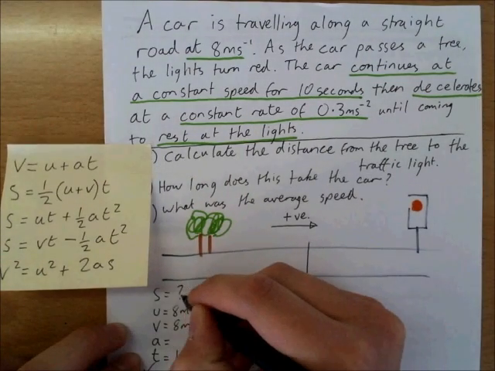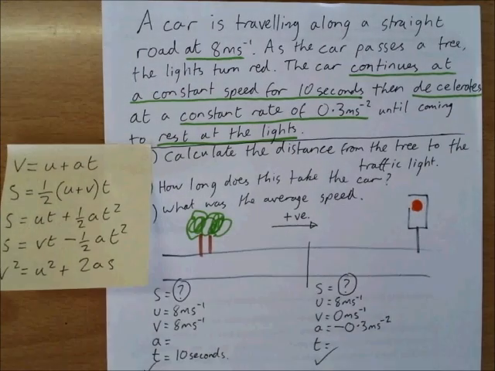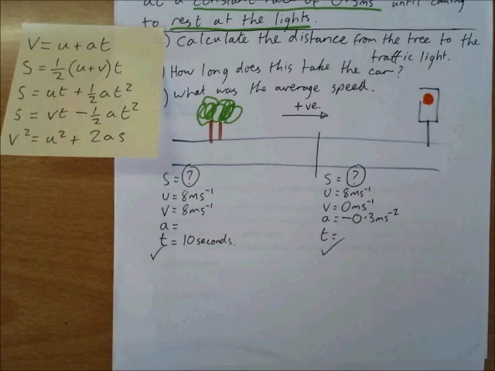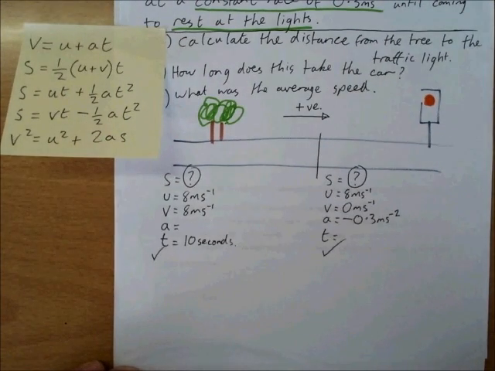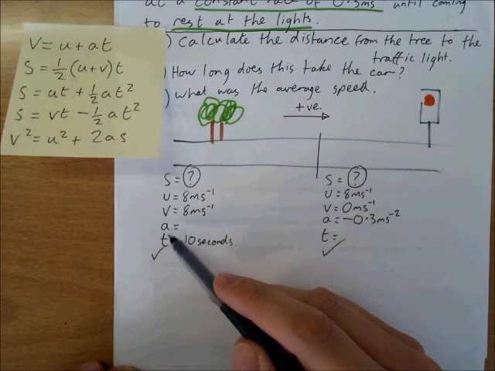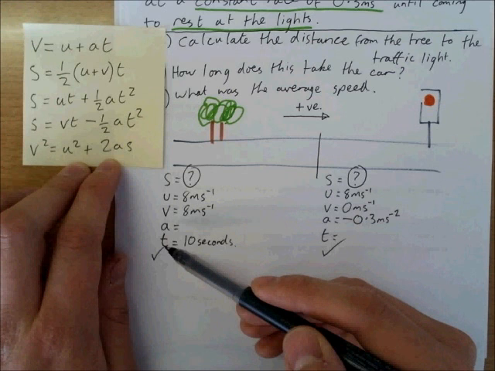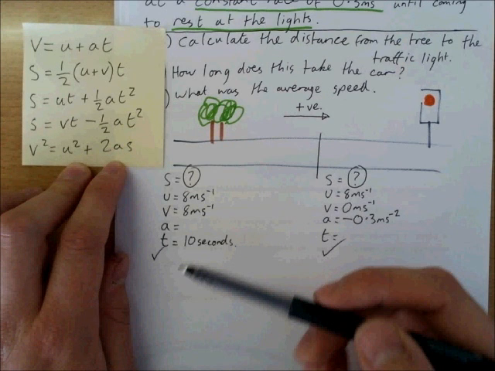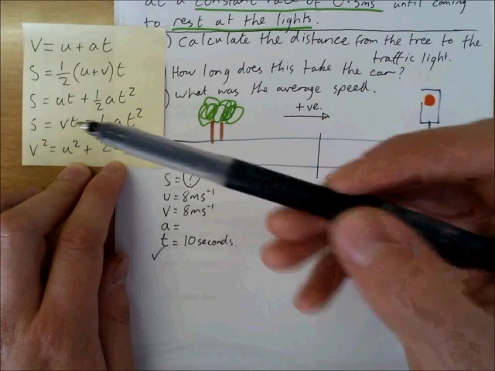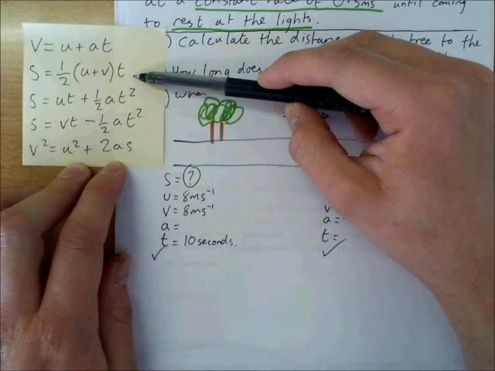So the first thing we've been asked to find is the distance. So we're after these 2 values, and then we're going to add them together. So we're calculating the distance from the tree to the traffic light. We need these two, we're going to add them up. So, first section, we have u, v and t, and we want s. We're going to look at our equations, and we're going to look for the one with u, v, t and s in it. So, u, v, t and s, that's this one here, our second equation.